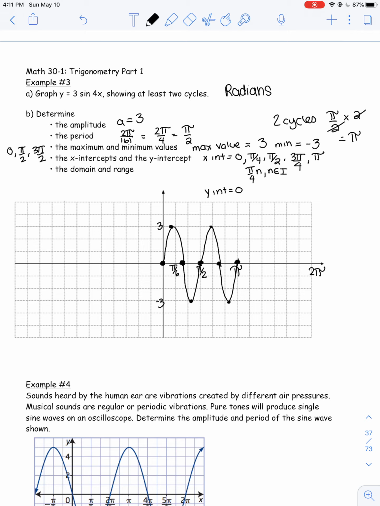Okay, so this is what this would look like, and I'll just put an arrow because I do have at least 2 cycles there. So that's drawing 2 cycles. I have my x-intercepts, my y-intercept, my max and min.